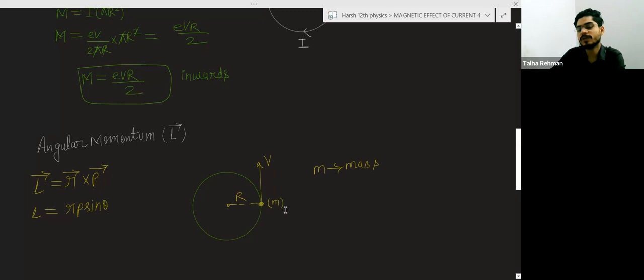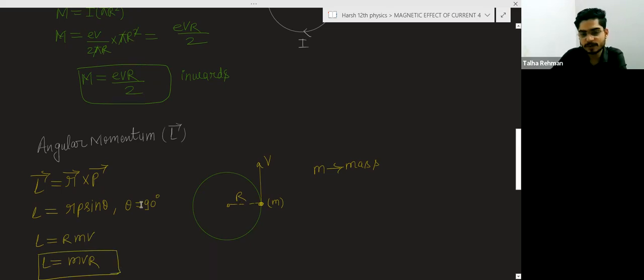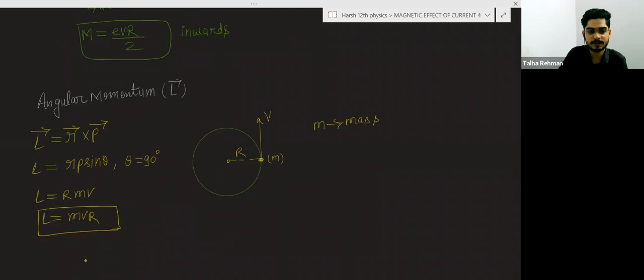In case of a circular path, your momentum and R are at 90 degrees to each other, so you put theta equal to 90 degrees. So your angular momentum for the circular path will be R P, where P is equal to m into v. So the angular momentum for the circular path is given by mvr. This you should know: the formula for the angular momentum is mass of the particle, velocity of the particle, into radius of the path.